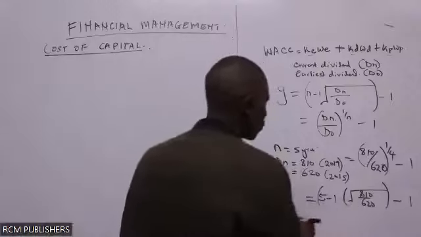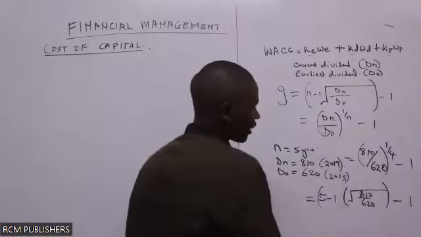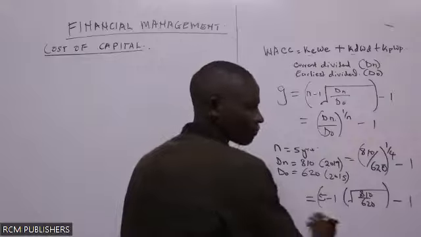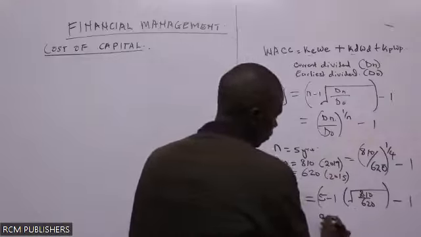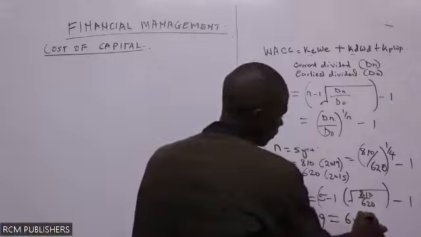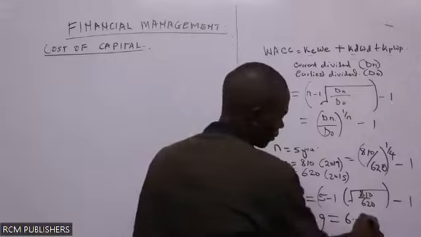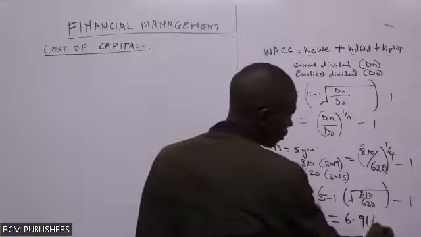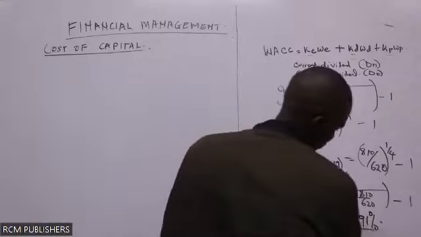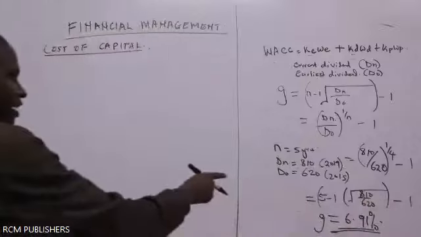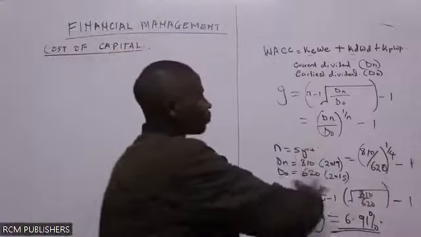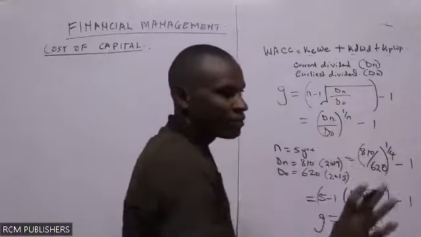So let's go. Both formulas, I think they can give you the same answer, if I'm not wrong. So if this is 6, our growth is 6.91%. Let's go with 2 decimal places.